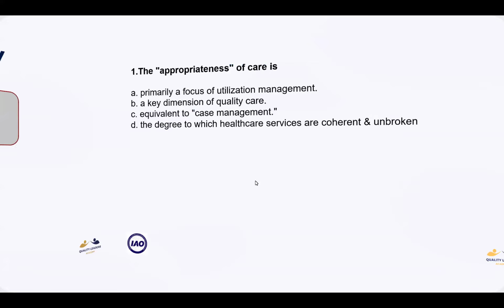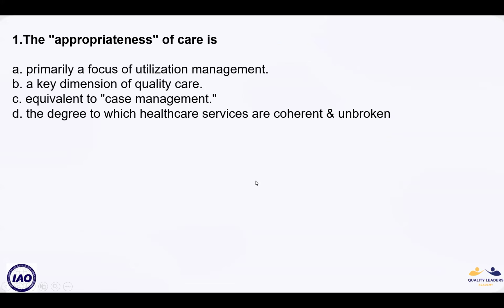case. Right. Here, coming to the first question, it asks, the appropriateness of care is, right? So here the options are A, primarily a focus of utilization management, B, a key dimension of quality care, C, equivalent to case management, and D, the degree to which healthcare services are coherent and unbroken.